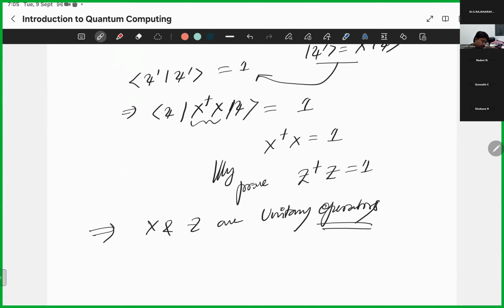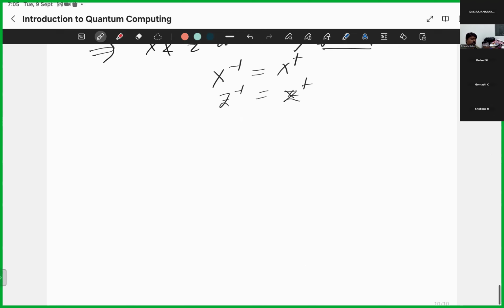Which means X inverse is simply X dagger, and Z inverse is simply Z dagger. So these are the simple quantum gates which act on one single qubit.